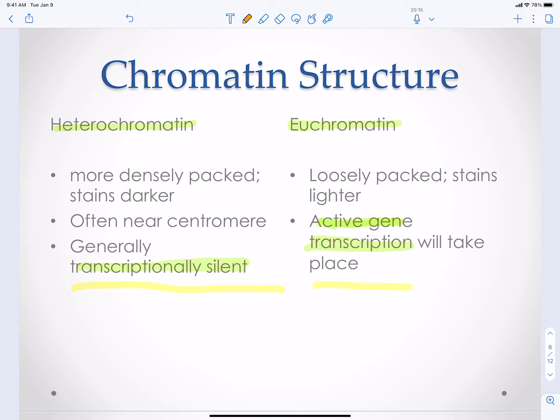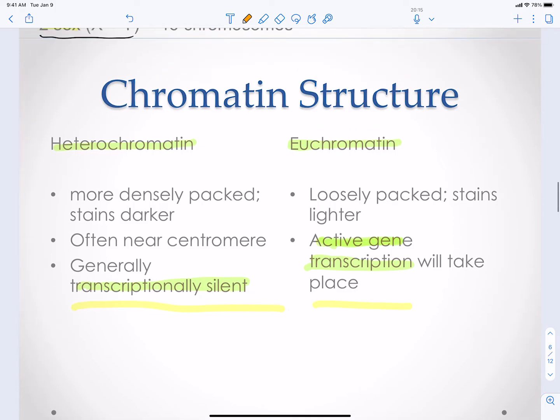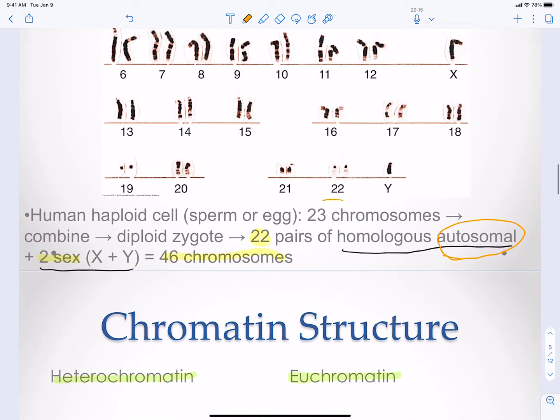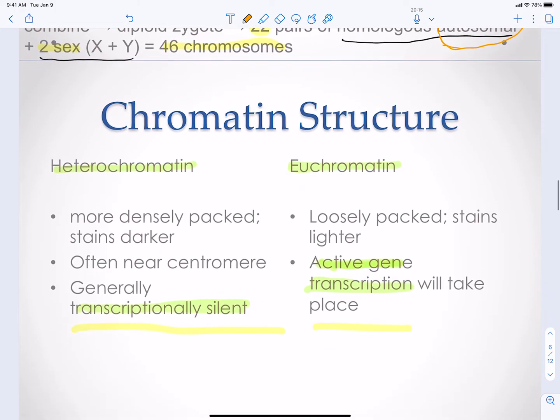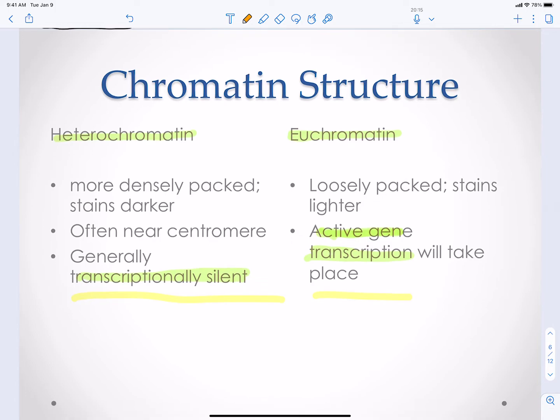There's heterochromatin and euchromatin. Heterochromatin is going to be more densely packed, so it's going to be those darker staining regions. So if you look up here, we have darker staining and lighter staining regions. And then the euchromatin are going to be loosely packed, and they're going to stain lighter. The loosely packed regions are going to be where you have active gene expression, so transcription is going to be taking place. So it's this area that will open up, allow your RNA polymerase to come in, make a messenger RNA, and then eventually that will become a protein.